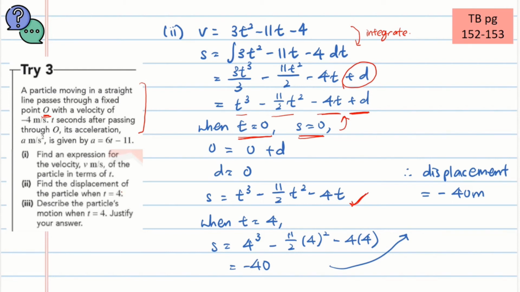Now, going back to the question, we want to find the displacement when t is equal to 4. Substitute t equals 4, and then we find that displacement is negative 40, which is the answer. So displacement is equal to negative 40 meters.